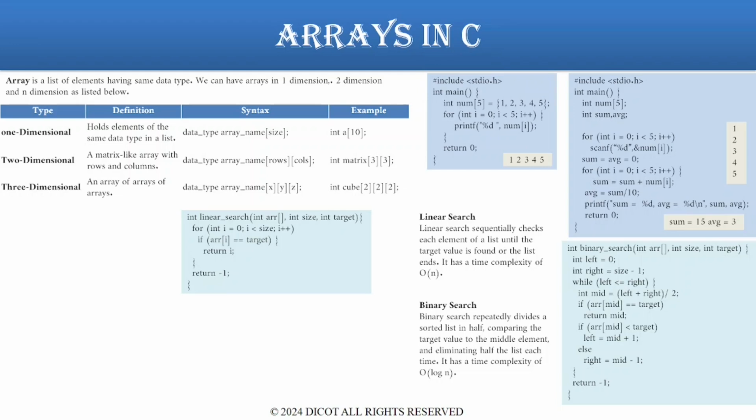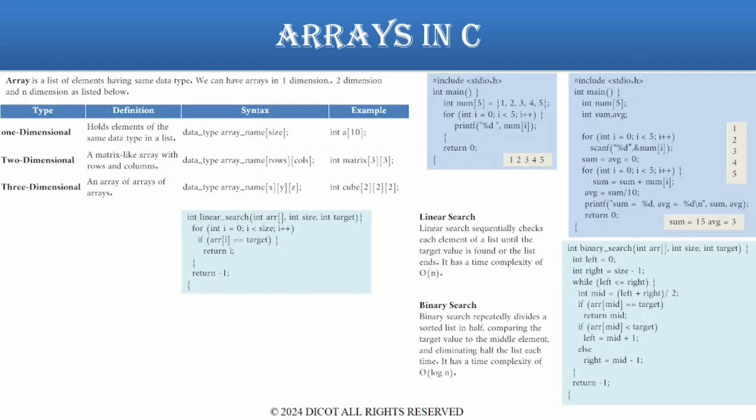Now, calculate the index mid by adding left and right and dividing the sum by 2. Compare the array element, that is ARR[mid], with the target, the element to be searched. If they are equal, it means we have found the element. The array element is found. Return the position of the element, otherwise the loop continues.